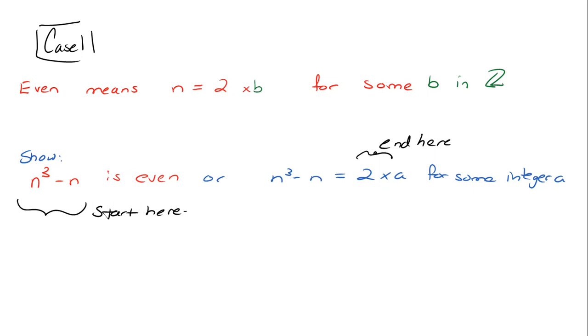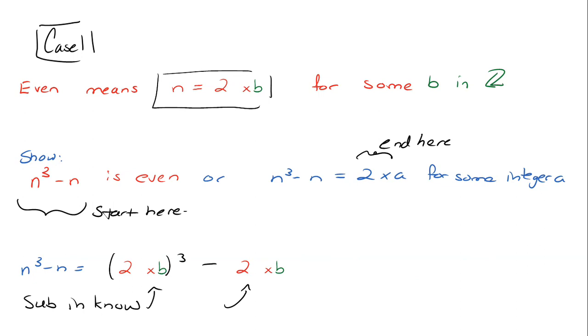I need to show n cubed minus n is even, or n cubed minus n is 2 times a for some integer a. So I need to start with n cubed minus n. I sub in my "know": instead of n, I'm going to put 2 times b everywhere I saw n. And I factor. I'm going to factor that 2 times b out. We've been doing that since we were little kids. And this is why I say you have to know what your end goal is. Your end goal is to end up here, 2 times something. So I'm just going to pull out the 2 and leave everything behind.